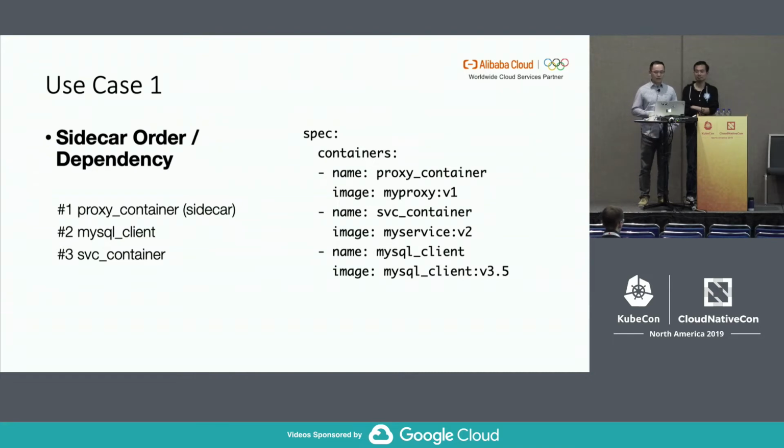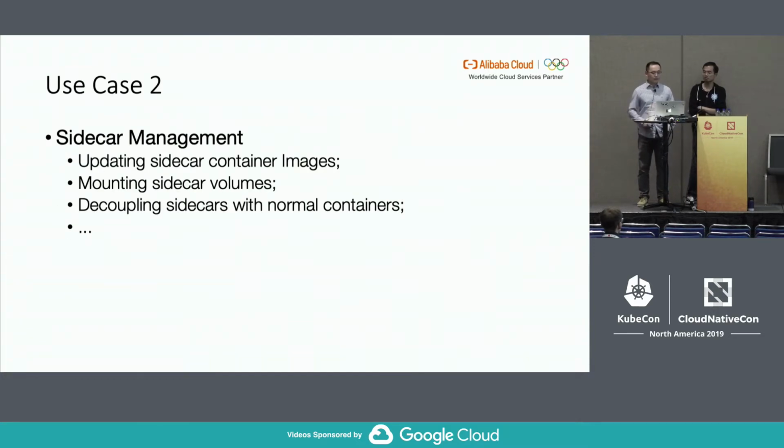And the proxy container here is mainly used to set up the network connectivity so that the MySQL client can connect correctly to the remote MySQL cluster. So we can see there is a hierarchy of the order of the containers. The proxy container should be started first, and then the other 2 normal containers.